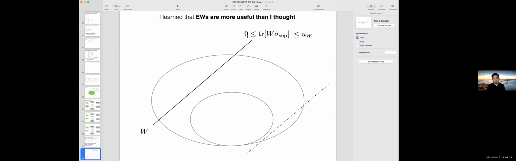Okay, so we have a lower bound for all separable states, but actually there's another, I mean, maybe we didn't know, non-trivial upper bound satisfied by all separable states, which are also useful to detect entangled states. So that's all, and thank you very much for your attention.